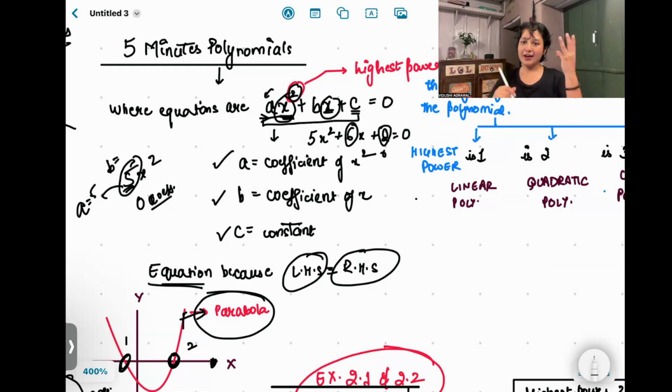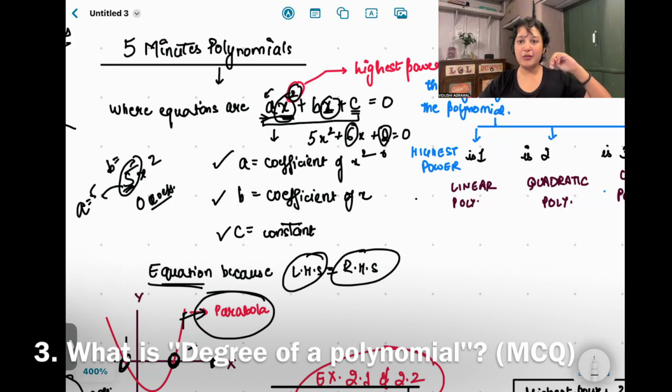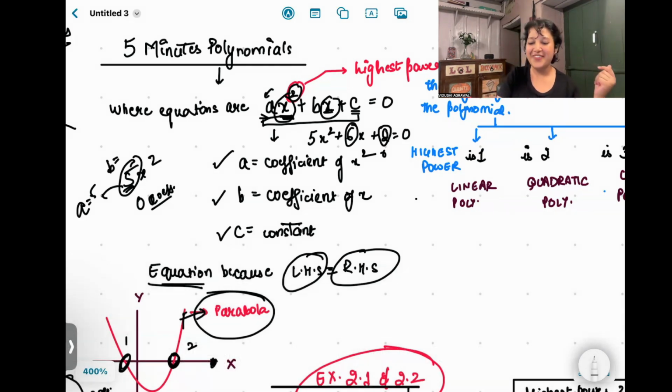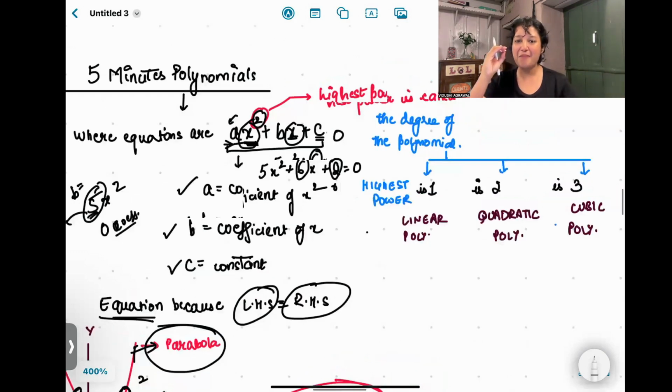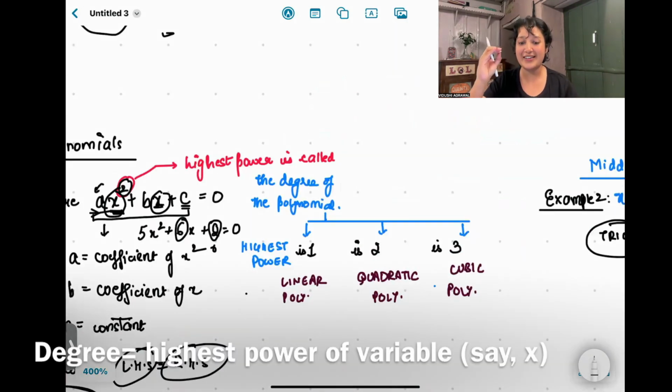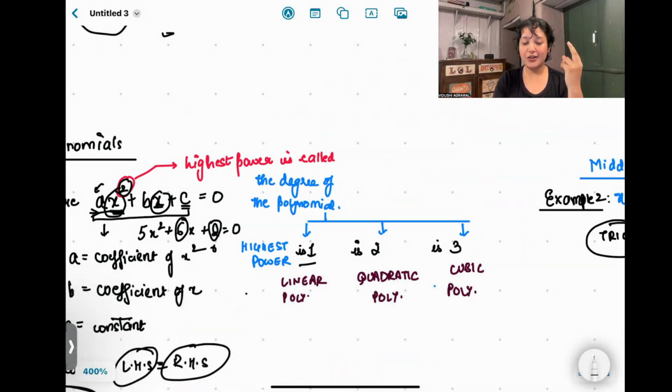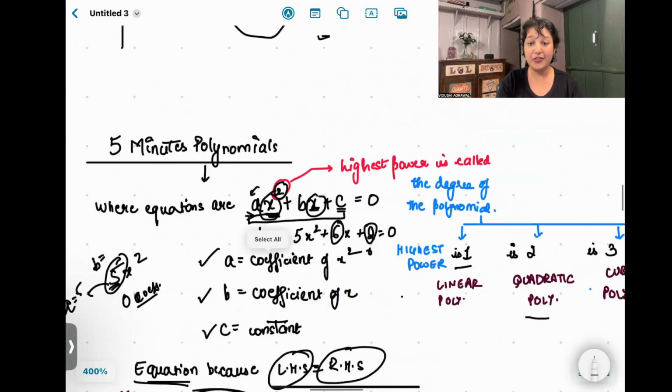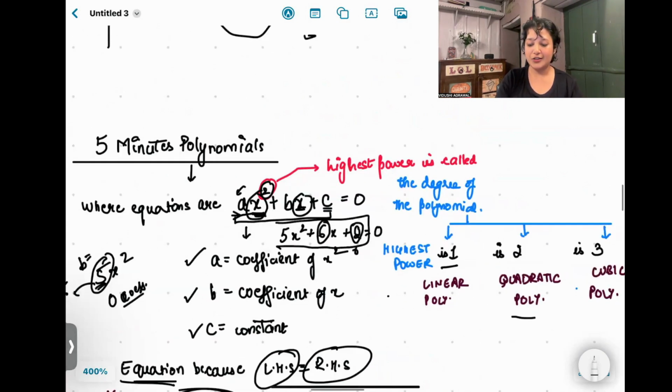Next question. Third, what is the degree of a polynomial? Because this is a question I'm always asked in examination MCQs. Degree means the highest power of variable we are having. If the highest power is 1, it is a linear polynomial. If the highest power is 2, it is known as a quadratic polynomial. If the highest power is 3, you guessed it right, it is a cubic polynomial. For this case, the highest power of variable x is 2. So it is known as, which one? You guessed it right, quadratic polynomial.